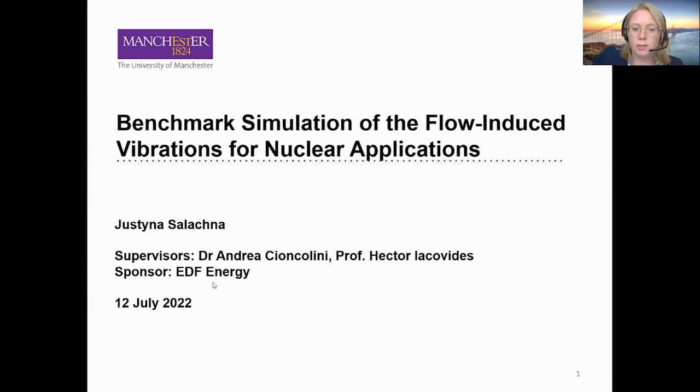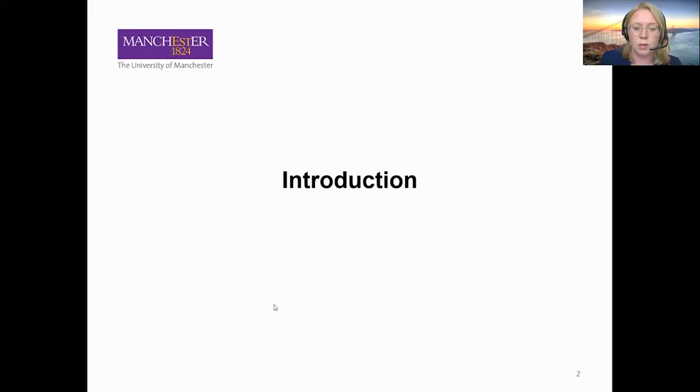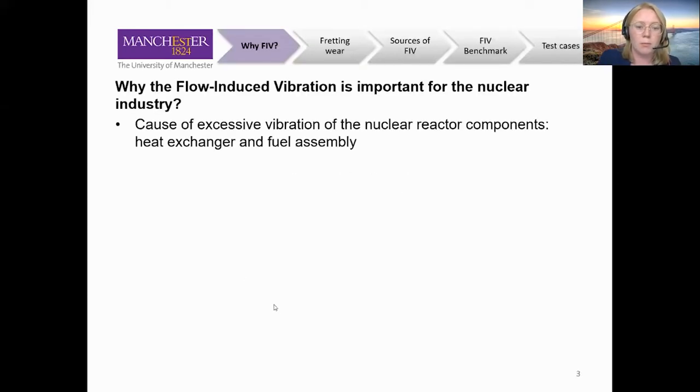So, as already said, my PhD project was devoted to nuclear applications. The project was sponsored by the EDF R&D UK Centre and is supervised by Dr. Andrea Ciancolini and Professor Hector Iacovides. A couple of words about the introduction: why I'm analyzing flow-induced vibration. It's a problem for two major nuclear reactor components, the heat exchanger and the fuel assembly.